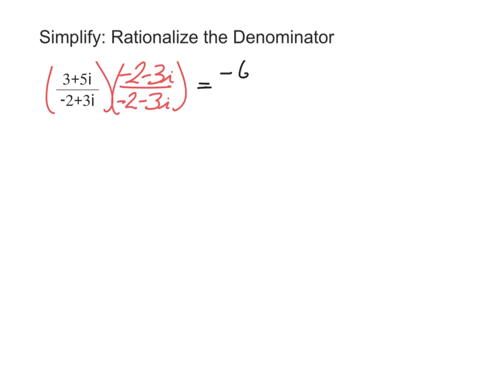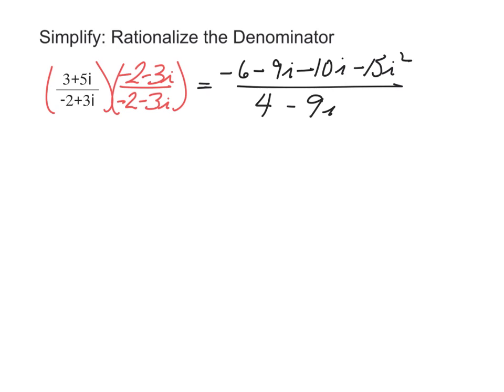When we do that, we'll have negative 6. The outsides will give us negative 9i. The insides are negative 10i. And the last, negative 15i squared. In the denominator, we'll have the difference of two squares, 4 minus 9i squared. Now it's just a matter of simplifying.